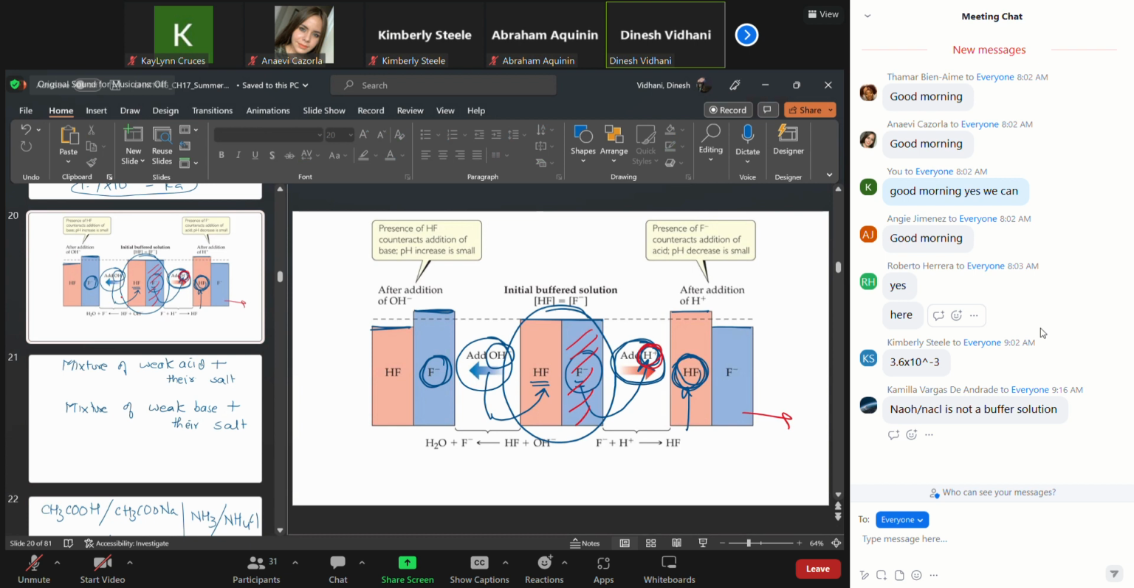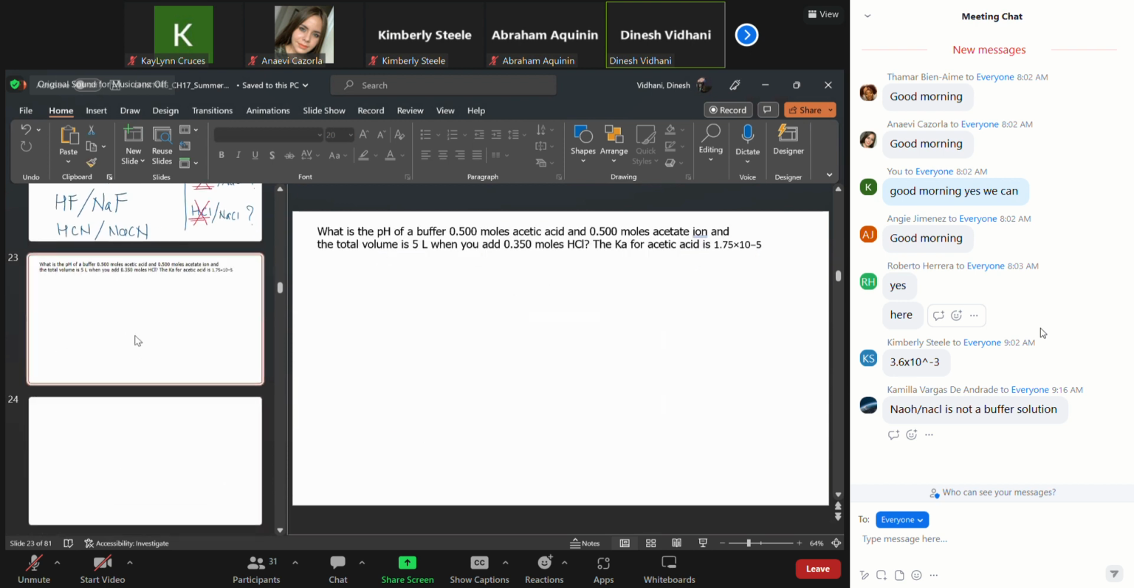In the same way, you keep on adding NaOH and you will keep on removing hydrofluoric acid from the solution. At a certain point, you will completely take out all your weak acid. Now, when you add OH minus, your pH is going to rise drastically. So it depends on your mixture of HF, the weak acid, and its salt. The moment you run out of one component, your mixture stops behaving like a buffer. So there is a limit to the buffer solution. We call it buffer capacity. But let's solve this problem.